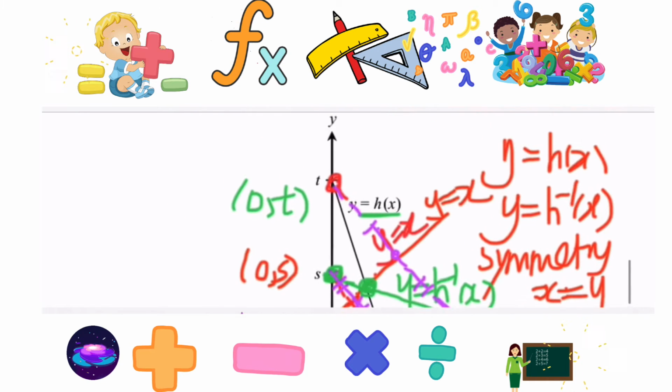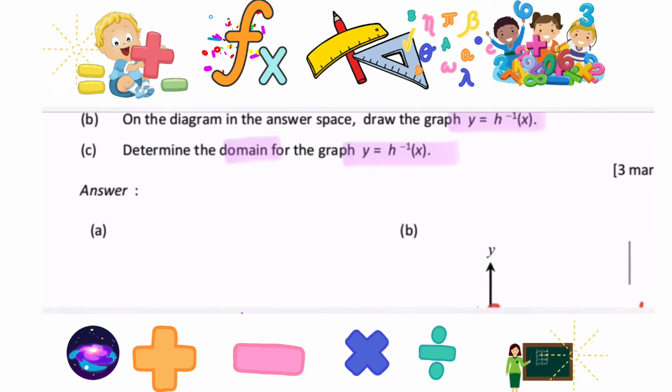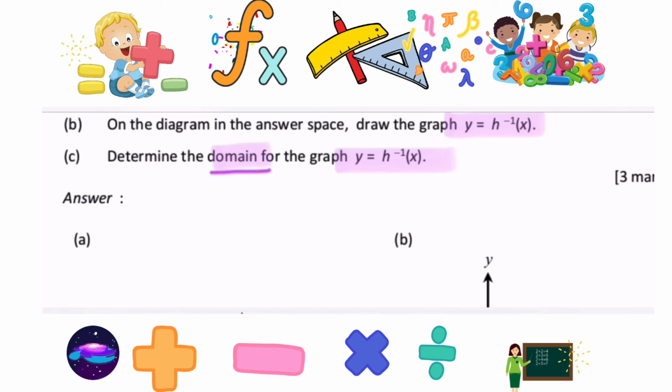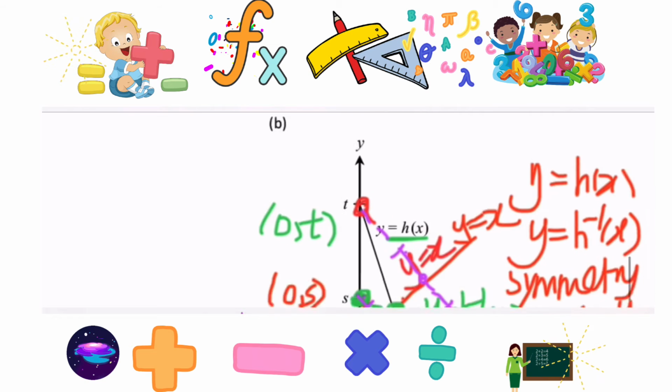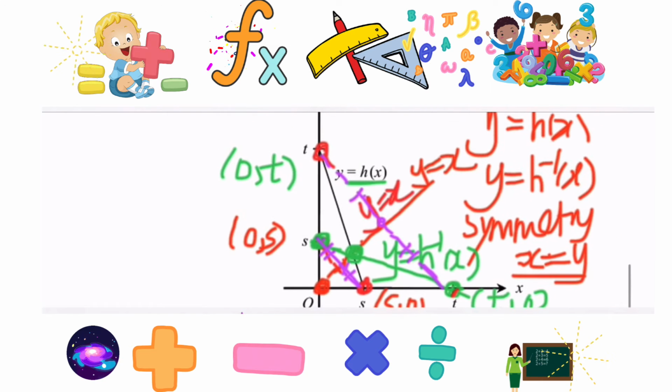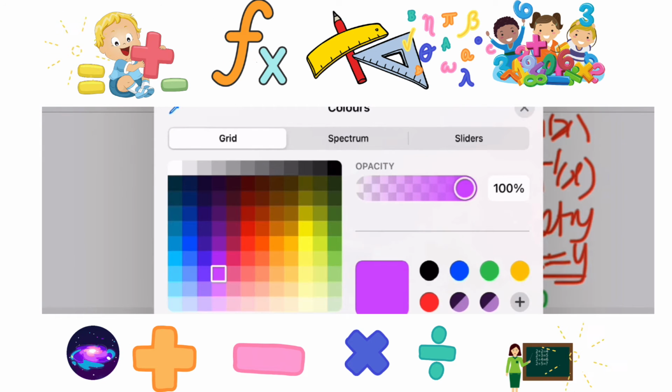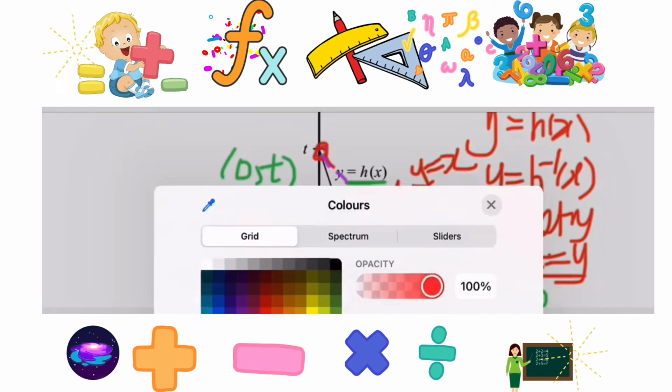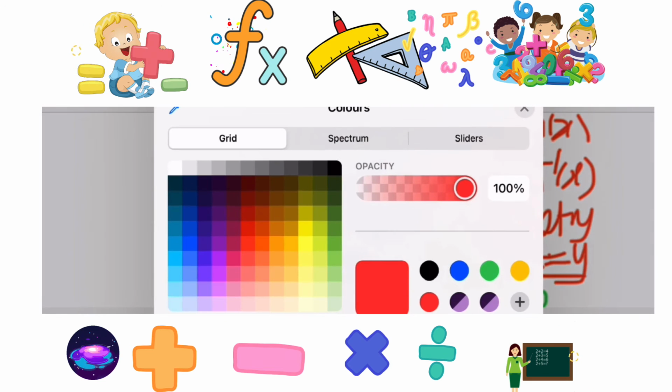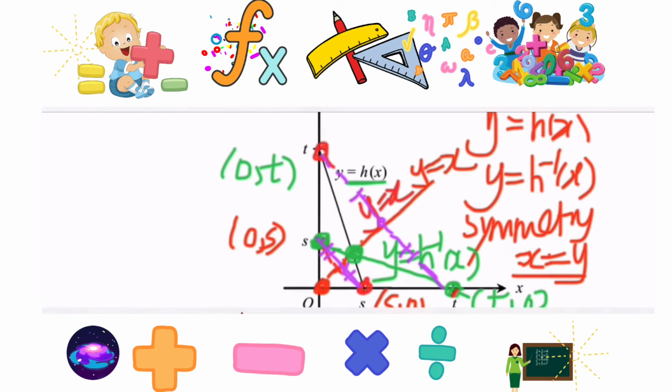So let's answer the question. What the question asks is to determine the domain. We have drawn the graph. The domain should be the range of the function. Let's highlight. Where is the range of the function? It should be here. I'm going to use this one, right? Alright, the domain is the range of the function.